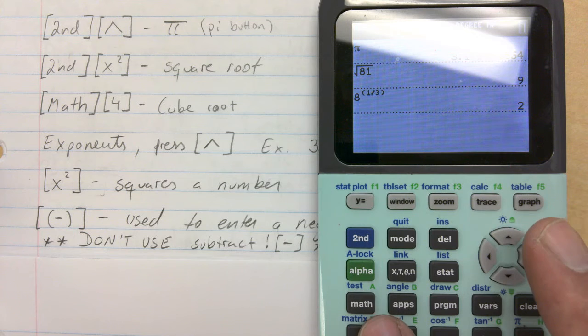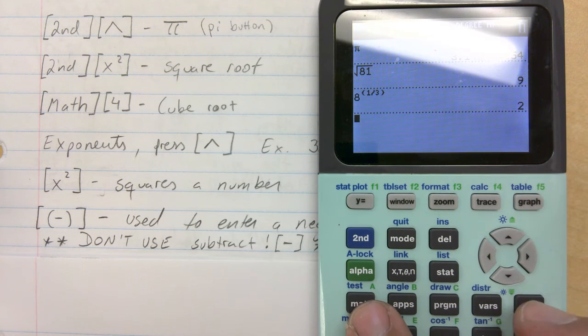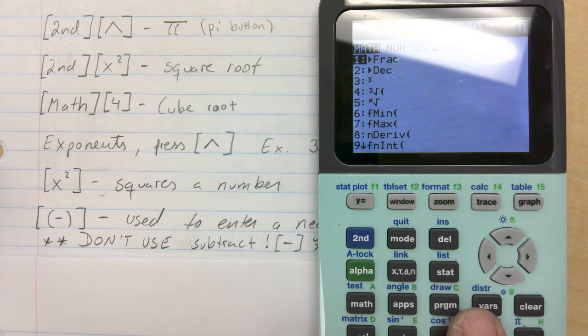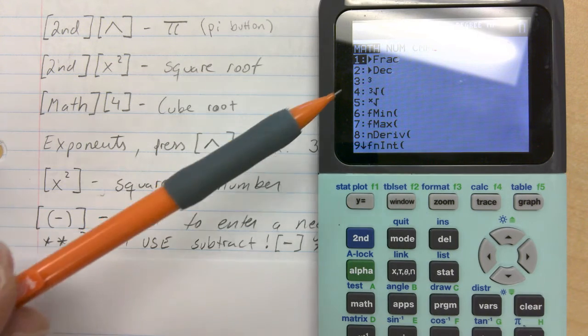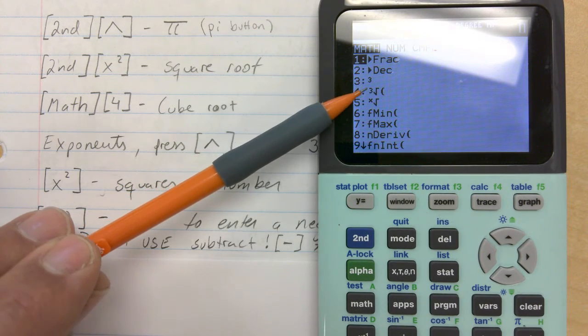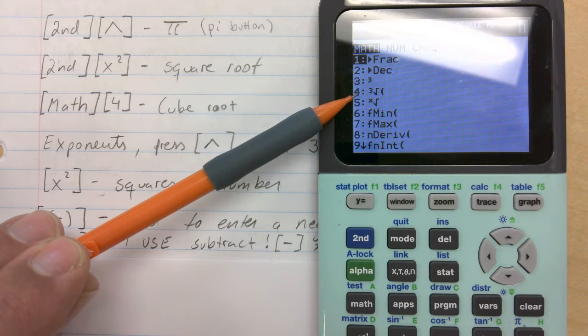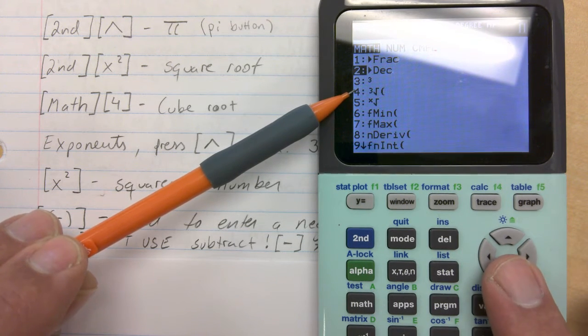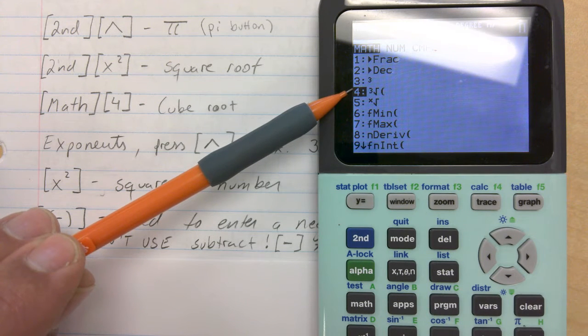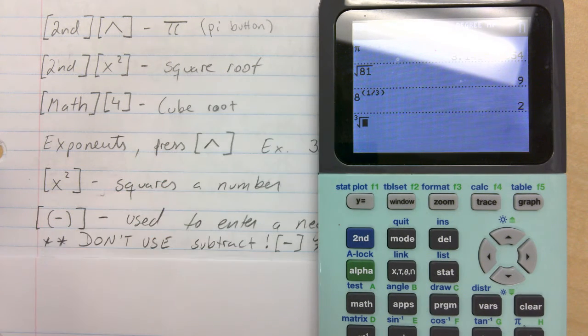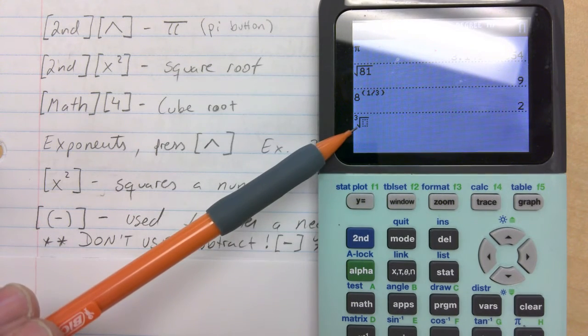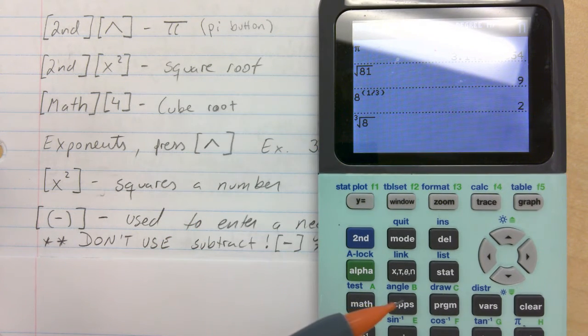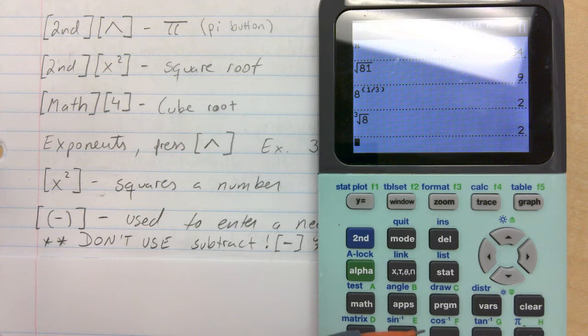But the easiest way to do it is if you press math here underneath alpha. There's the math button right there. And see option number 4 on the side here. Option number 4 has the cube root. So you can just press 4 on your calculator or use the arrows to go down and then press enter. Then the cube root comes to your home screen and you can type in cube root of 8 and hit enter and it does the same thing. Does that make sense? Yeah, we're good.